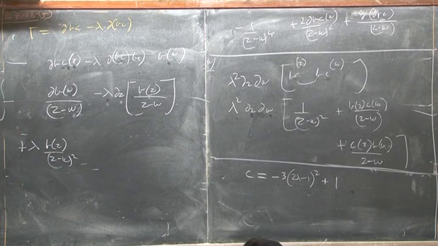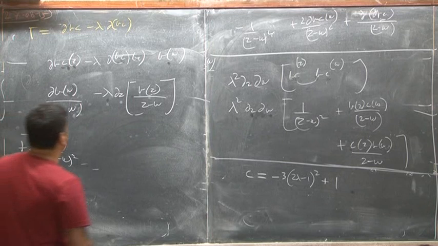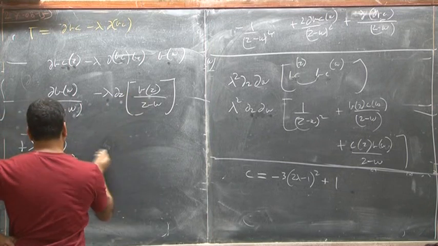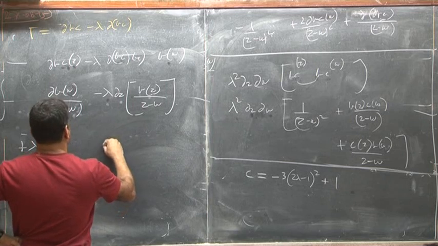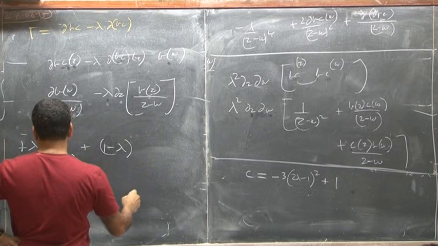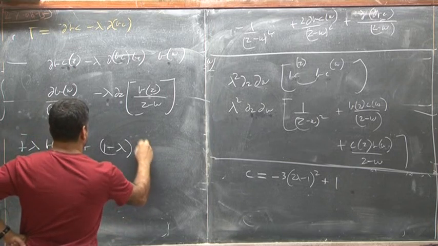Okay. And what about this term here? This is 1 minus lambda plus 1 minus lambda del b.